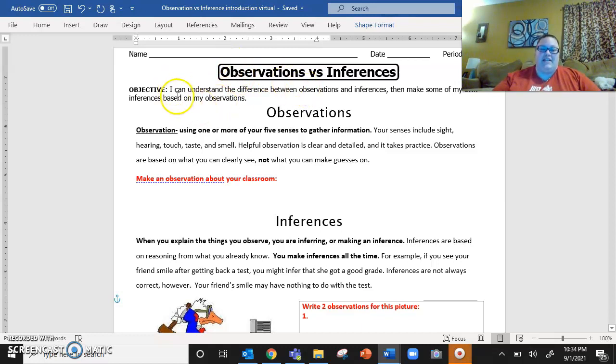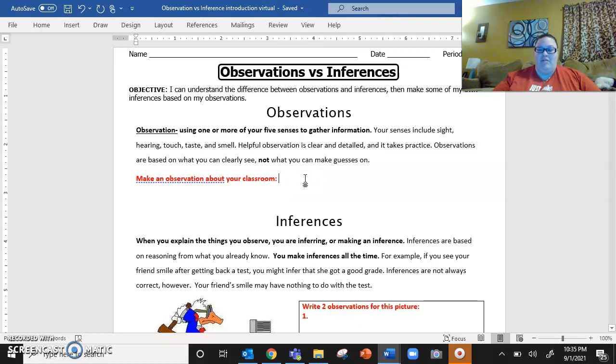So our objective for this lesson: I can understand the difference between observations and inferences, then make some of my own inferences based on my observations. An observation is using one or more of your five senses to gather information. Your senses include sight, hearing, touch, taste, and smell. Helpful observation is clear and detailed, and it takes practice. Observations are based on what you can clearly see, not what you can make guesses on.